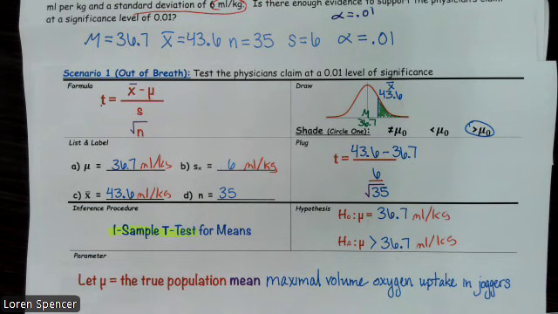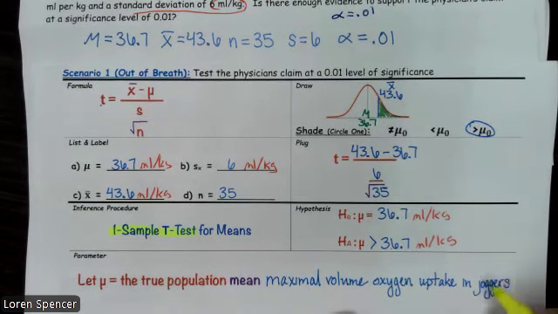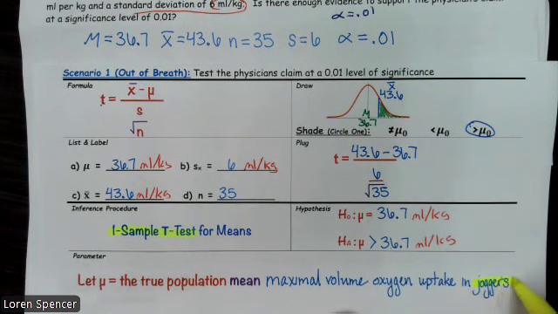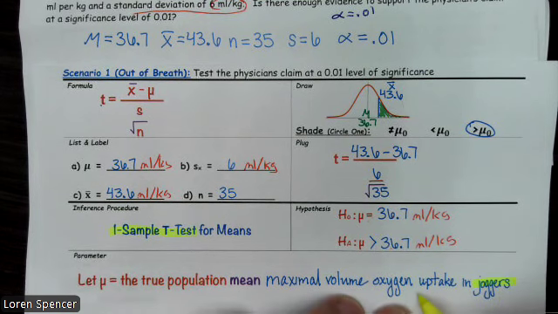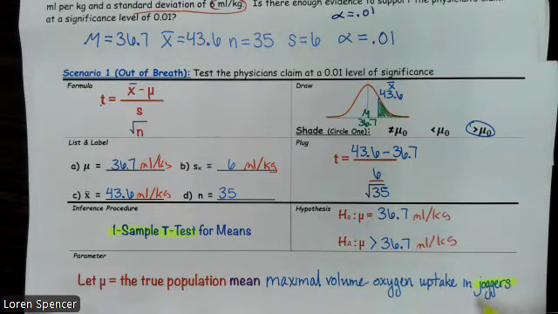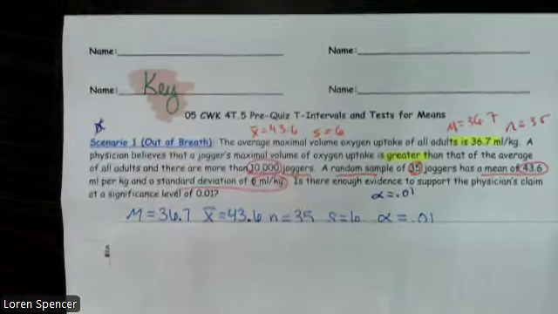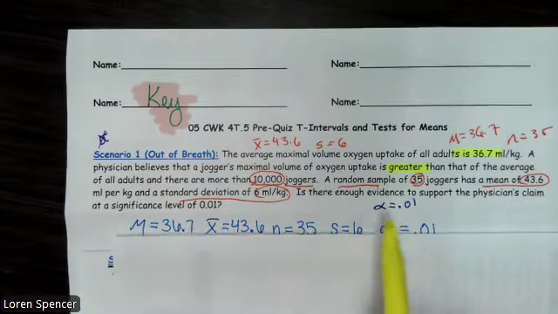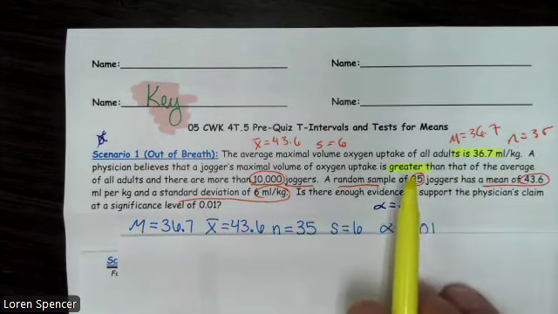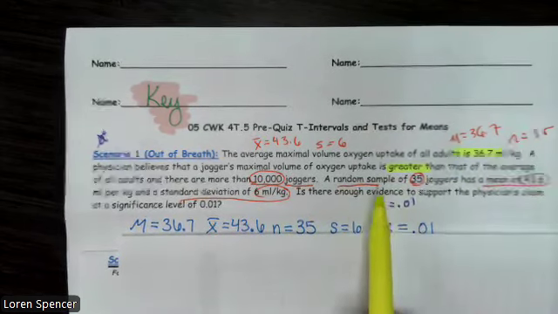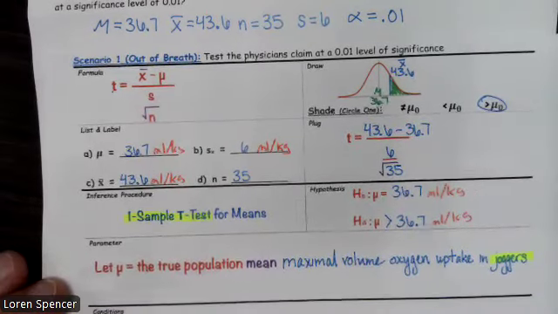All right, we're not caring about all. We're talking about joggers. So mean maximal oxygen uptake in joggers. Please make sure you include joggers in your sentence. Well, our conditions. Up above, if I read correctly, they told us that we had a random sample of 35. So random sample of 35.